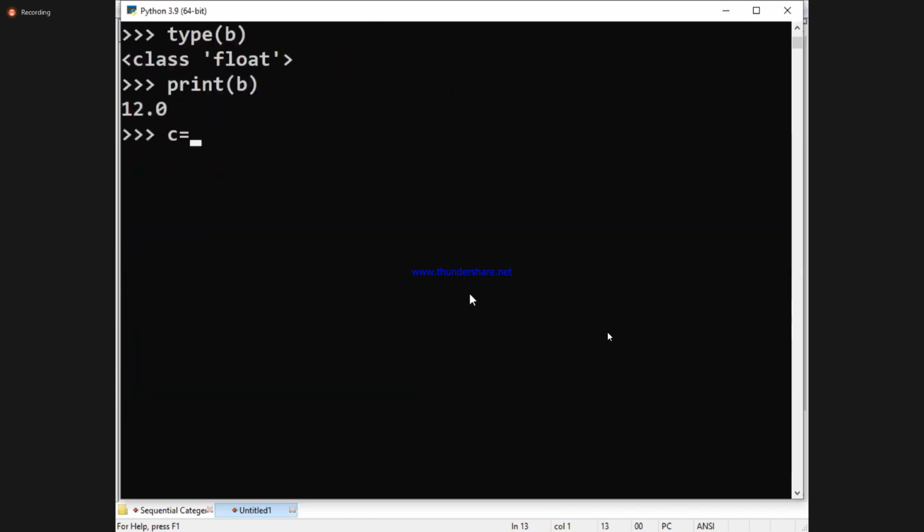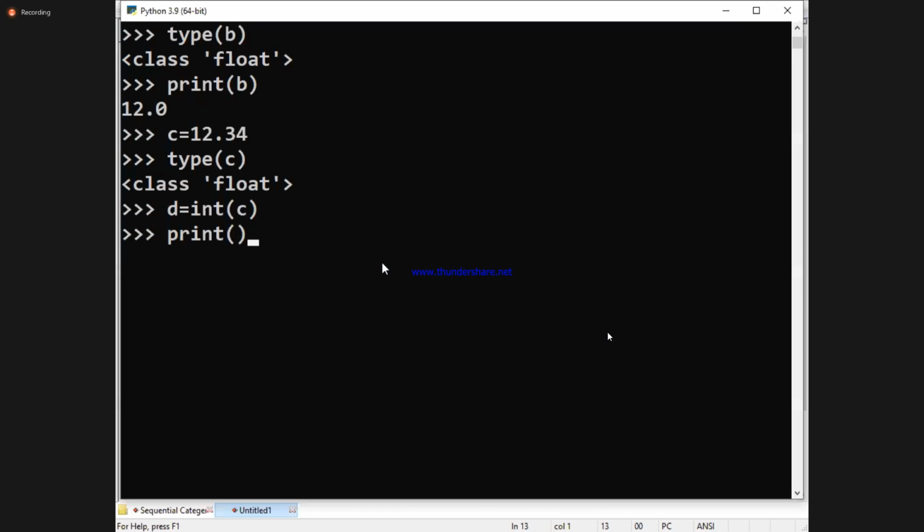Now you see, C is equal to 12.34. What is the type of C? Float. That I want to convert into integer. D is equal to int of C. What value is coming in D? 12 will come. That will take only the integer part. So print of D comma type of D. What is the value coming? 12, and then int. Are you getting my point?